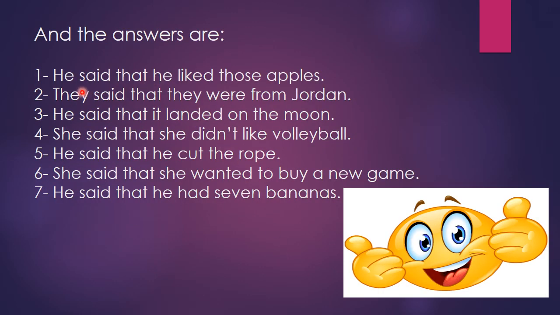The answers are: he said that he liked those apples. They said that they were from Jordan. He said that it landed on the moon. She said that she didn't like volleyball. He said that he cut the rope. She said that she wanted to buy a new game. He said that he had 7 bananas.